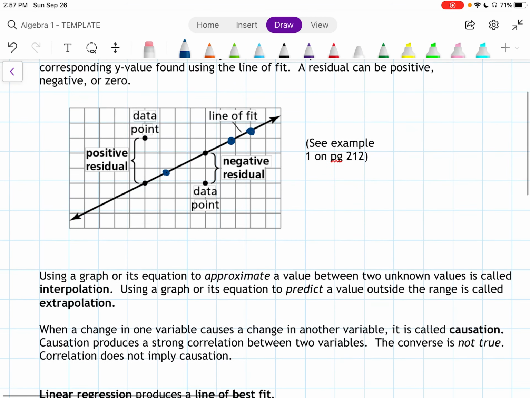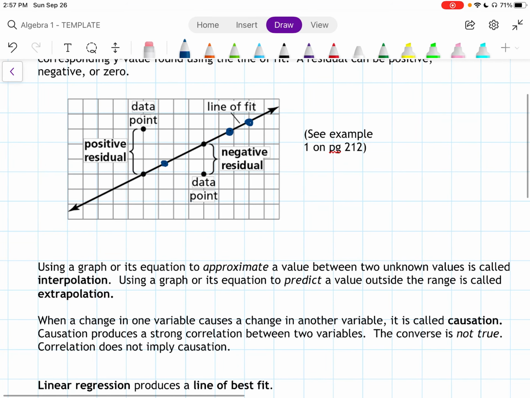All right, using a graph or its equation to approximate a value between two unknown values is called interpolation. So if we're looking at this graph up here, say we have this data point right here and this data point right here. If we were to interpolate, we would look at anything that's between them, right? Interpolate inside.